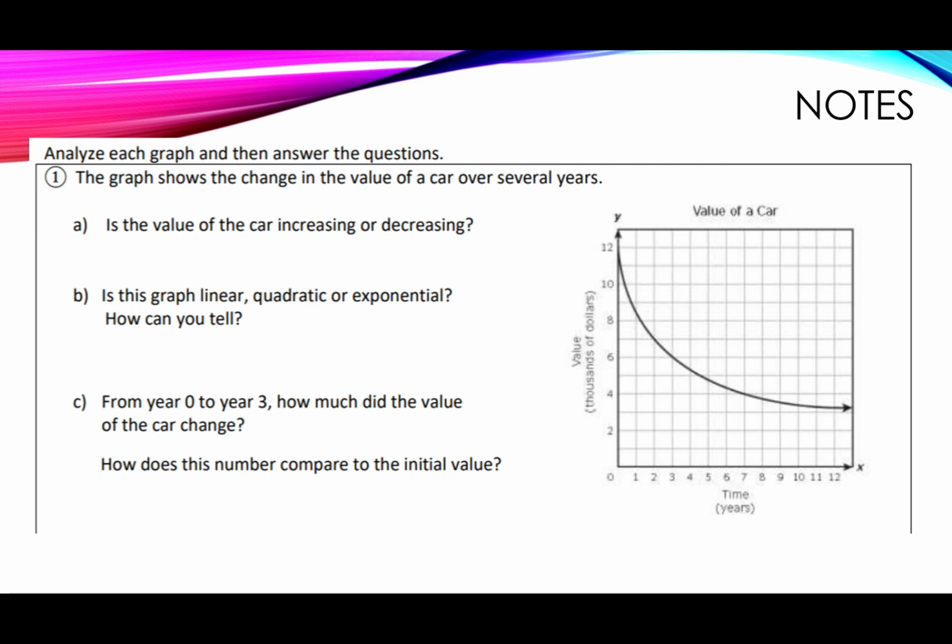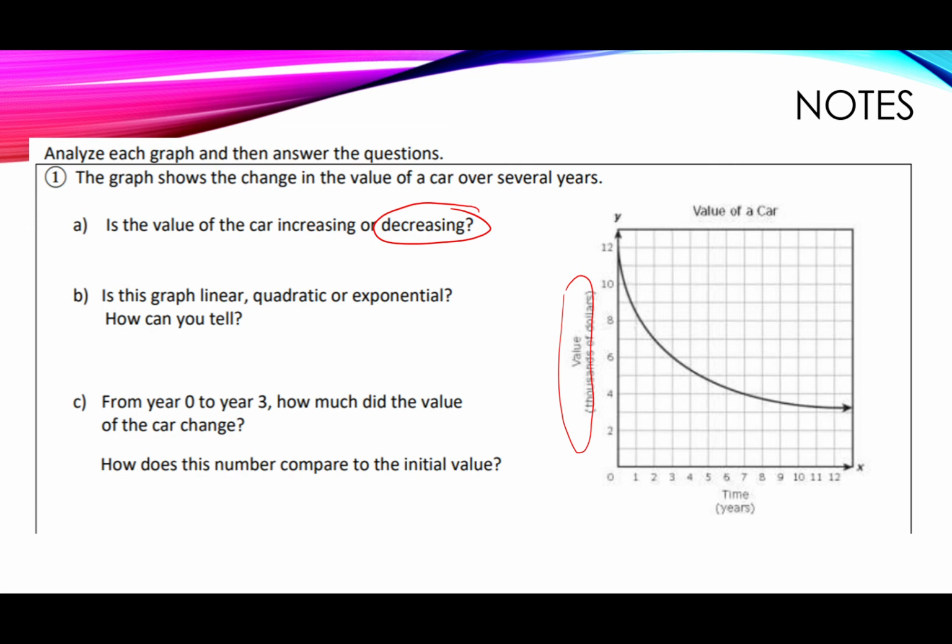Okay, here's a graph that shows the change of value of a car over several years. And you can take a look. So this is it. The value is in thousands of dollars. All right. The time is in years. Is the value of the car increasing or decreasing? Well, hopefully you see that as x increases, y decreases. So it's decreasing, right? Is the graph linear, quadratic, or exponential?